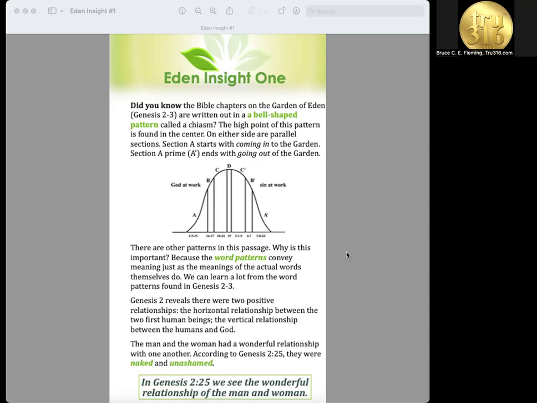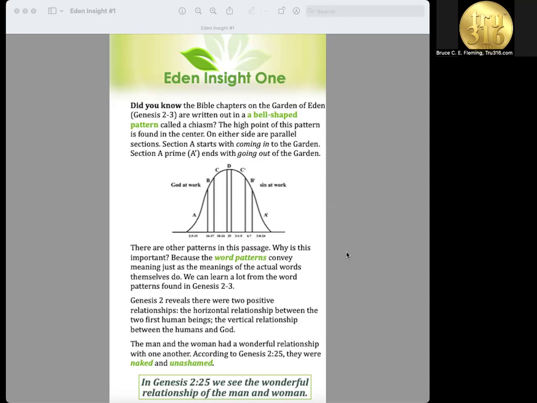And then we have a little diagram that we've used throughout the years. My wife, Dr. Joy Fleming, developed this for her doctoral dissertation at the University of Strasbourg, and it shows the unity of the passage, beginning with the entry into the Garden of Eden all the way to the exit from the Garden of Eden in Genesis 2 to 3.